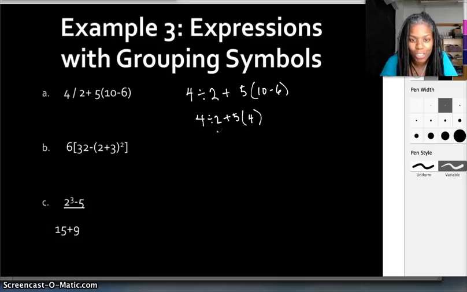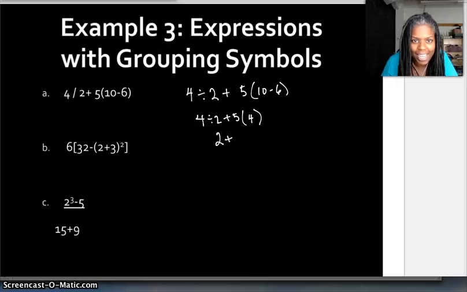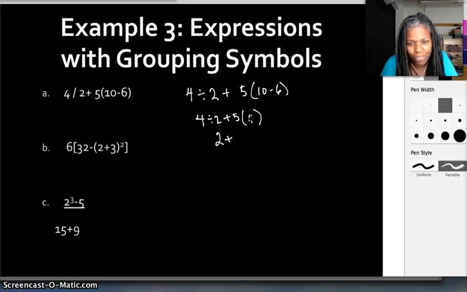So 4 divided by 2 is 2 plus 5 times 4. I should have done 5 times 4. Sorry about that. Okay, 5 times 4, 20. So I did the division and the multiplication left to right just as it is. And finally, I get the answer 20 because I'm just going to do the addition. Got it? Good. All right, let's do this next one.